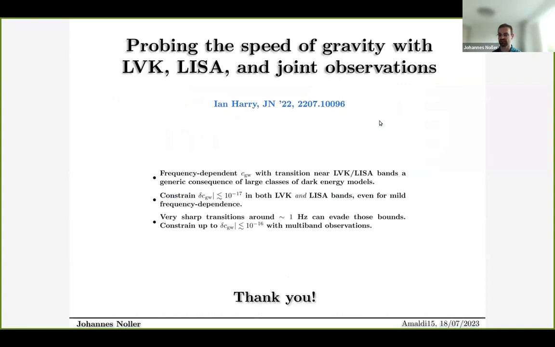So that's my tour de force for the 15 minutes. Hopefully I've convinced you that there's interesting models related to dark energy that do predict these frequency-dependent transitions, and that we can and already know how to constrain these very, very sharply, both with individual or stacking observations in the LVK and LISA band, as well as using multi-band techniques for transitions that live in between these different bands. Perfect, thank you.